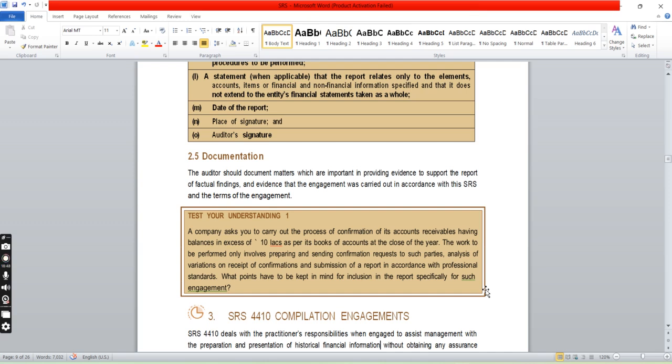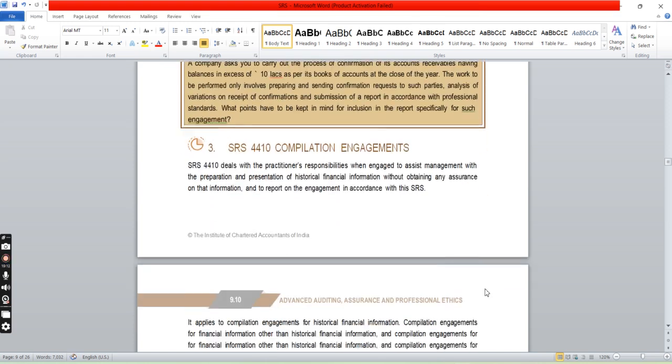You need to confirm its accounts receivable which have a balance in excess of rupees 10 lakh as per its books of accounts at the close of the year. The work to be performed only involves preparing and sending confirmation requests to such parties, analysis of variation on receipt of confirmation, and submission of report in accordance with professional standards. What points do we need to keep in mind for inclusion in a report, especially for this engagement?